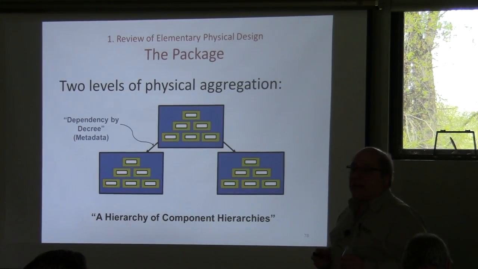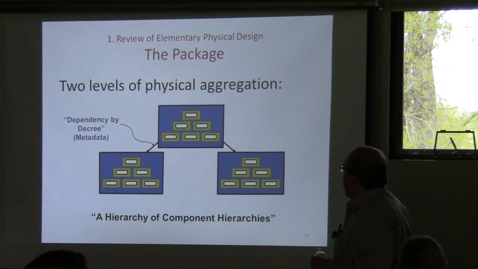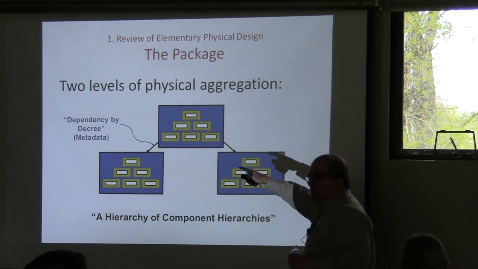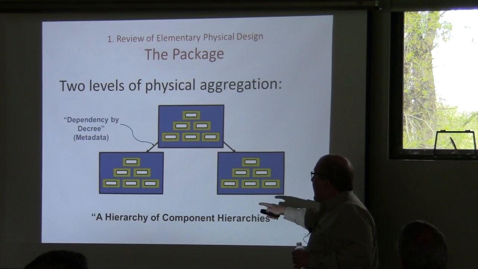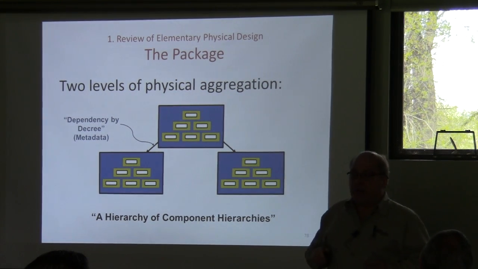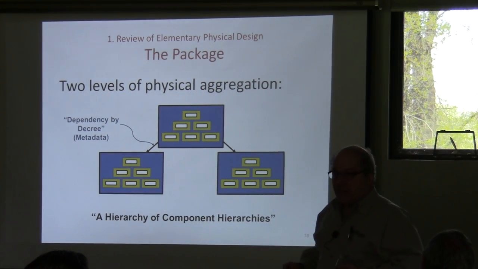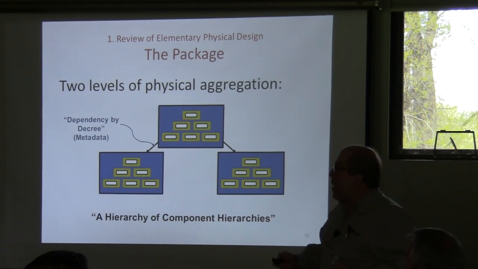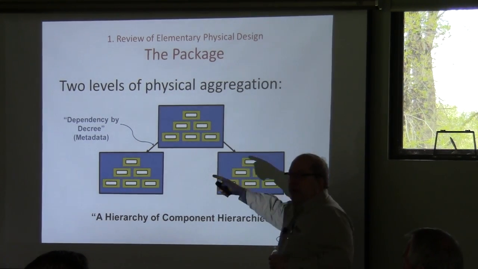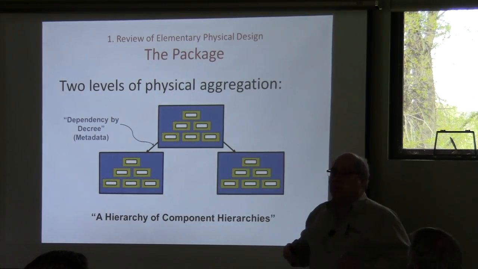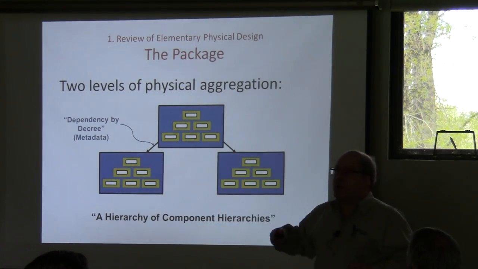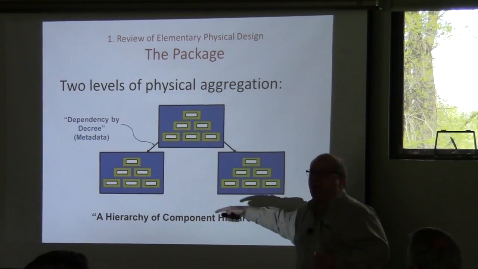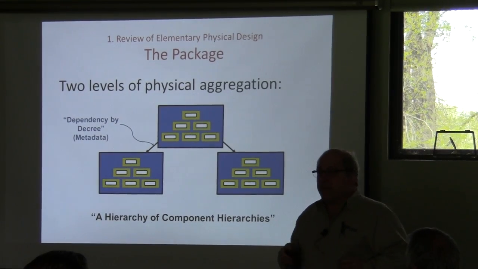When we get to the second level of aggregation, we're talking about packages of components. And we specify this in metadata. We don't just deduce it. We could, but we don't. Why don't we just deduce it? Can anybody tell me why we don't just look at our code and say, I know what the dependencies from here to here are, so I'll just extract it? Any ideas?